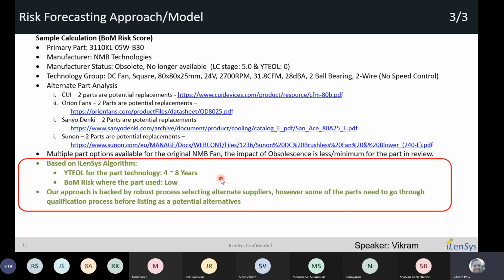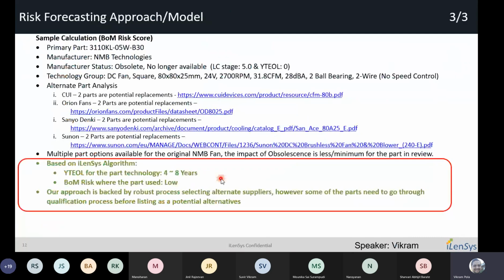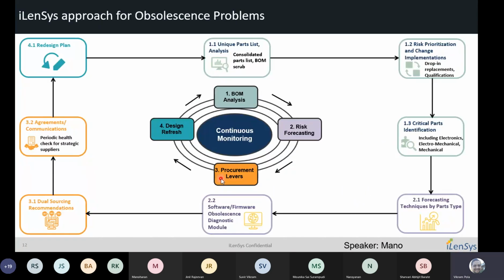I hope you got some understanding of how we approach the electromechanical parts, its categories, the applications, and then the risk forecasting model, how we do it. So I'll hand off to Mano, and Mano will be focusing more on the iLenSys approach on the next slide.